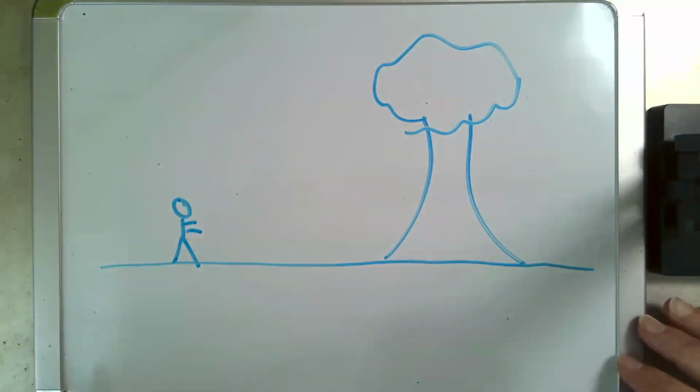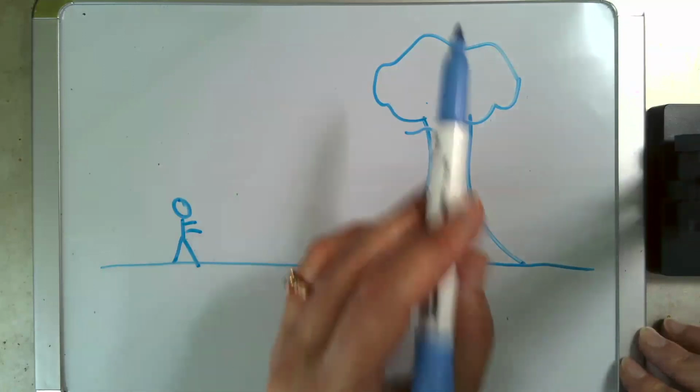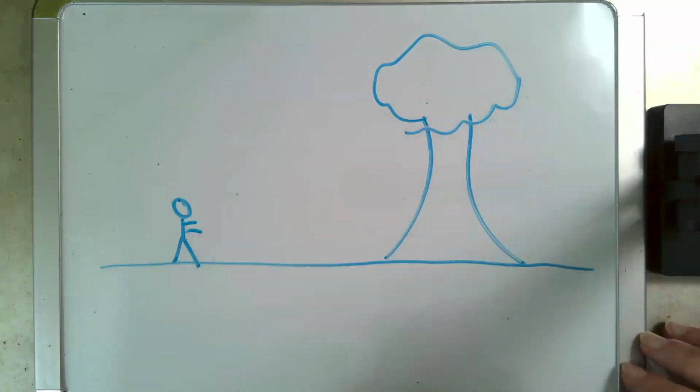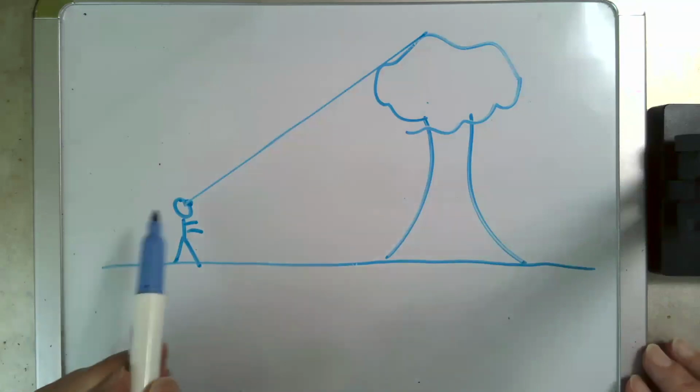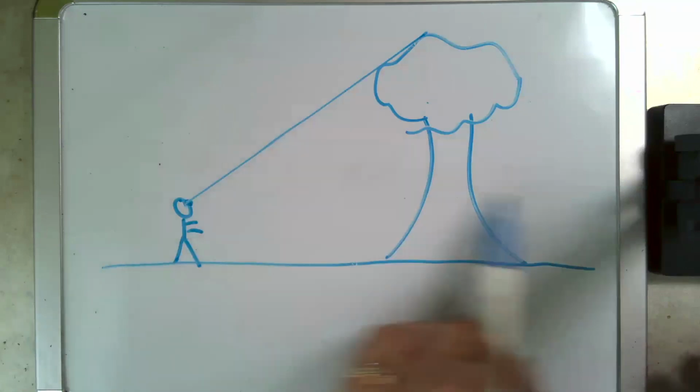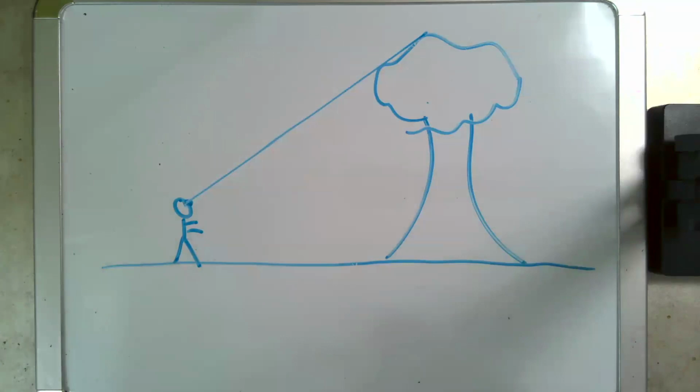So let's say your problem says you've got a person, you've got a tree, and your person wants to look at the very tip top of the tree. So the first thing I'm going to do is draw a line from the person's eye line to the top of the tree. And then I'm also going to draw a line from the person's eye line parallel with the horizon. And then I'm going to connect those two to make a triangle.